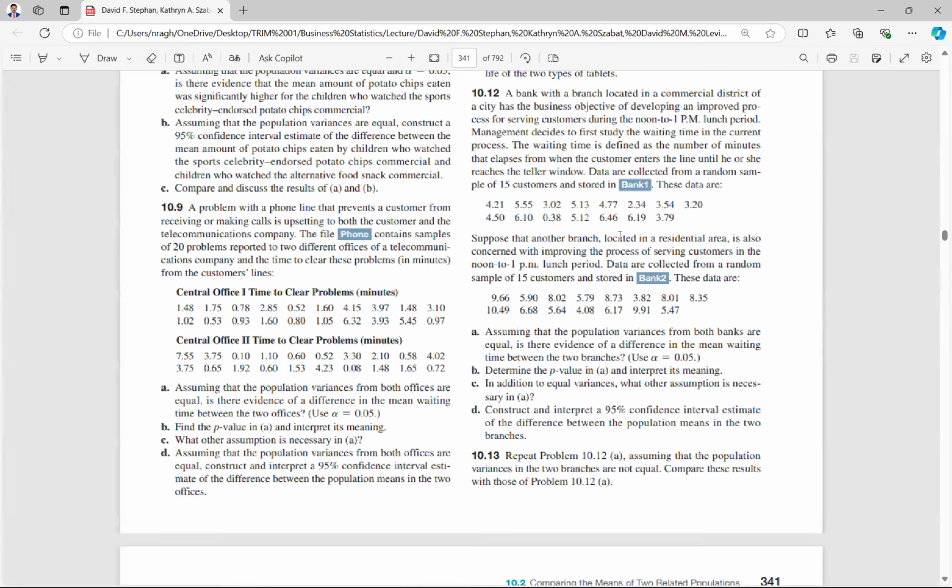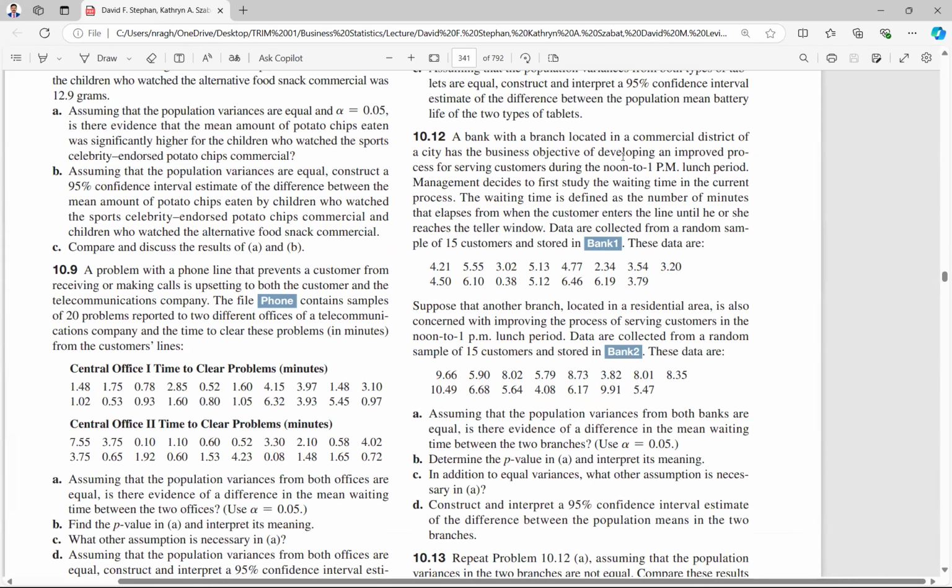Now you see this question 10.12. A bank with a branch located in a commercial district of a city has a business objective. The same question, data are collected. This is the data. Suppose that another branch located in a residential area is also concerned with improving the process of serving customers at noon. Same question. Lunch period data are collected from a random sample of 15 customers in bank 2. This is the data. Assuming that the population variances from both banks are equal, is there evidence of a difference in the mean time between the two branches? Read the question once, everyone.